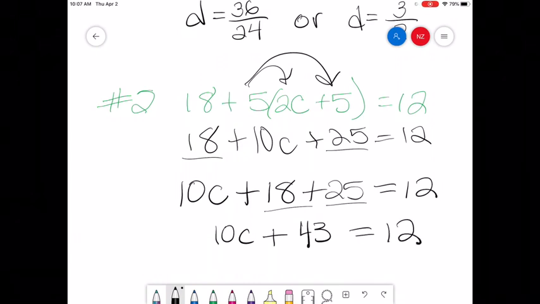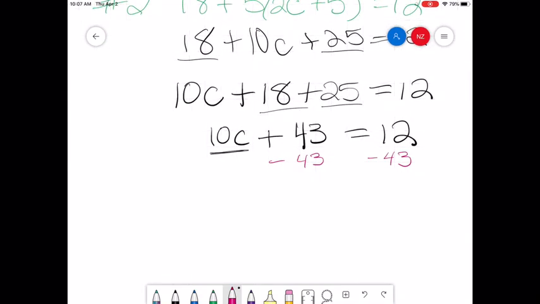Now, variables to my left, numbers to my right. My 10c is already in a good place. What I need to move is the 43. The inverse of plus 43 would be minus 43. So 12 minus 43 is going to be a negative number because the 43 is higher, so it holds the power. You want to find the difference between 12 and 43, which should have gotten you negative 31.